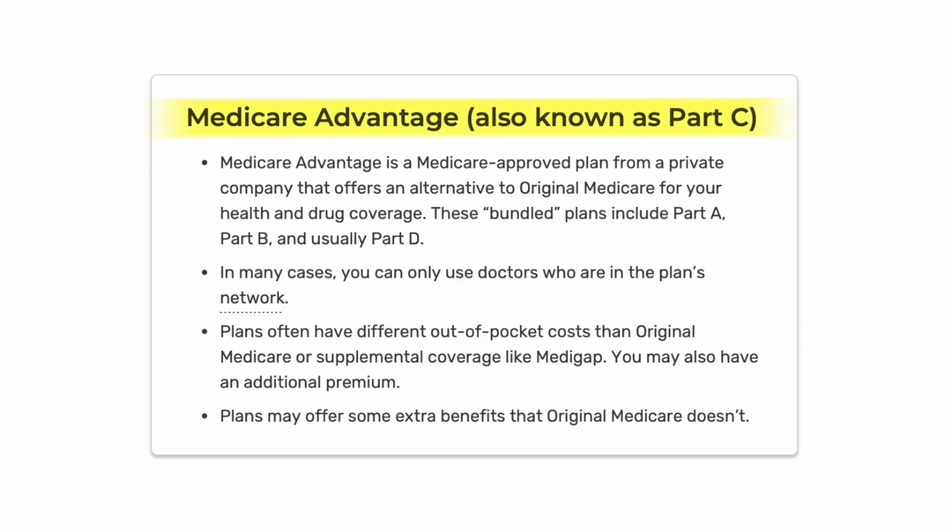Now, let's first talk about C-SNP. Easy for me to say, right? You can say that 5 times fast. These are Medicare Advantage plans. Medicare Advantage with prescription drug coverage, MAPDs, also known as Medicare Part C. And C-SNPs are specifically for people that have been diagnosed with specific chronic conditions.